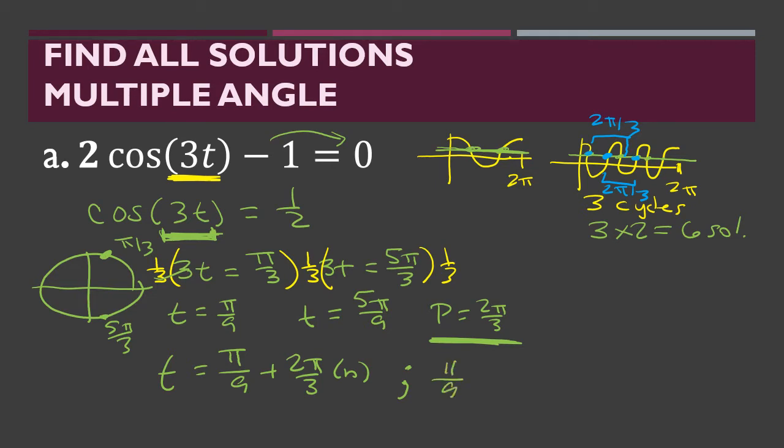I'm sorry, not pi over 9. I'm going to have 5 pi over 9 plus 2 pi over 3 times n.